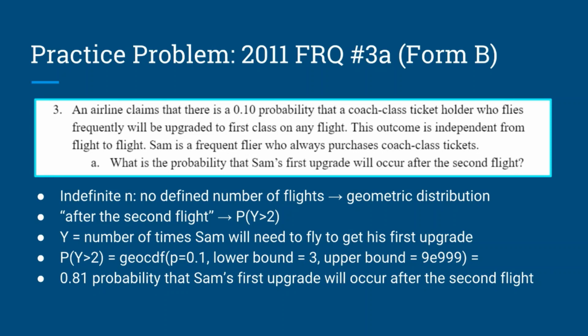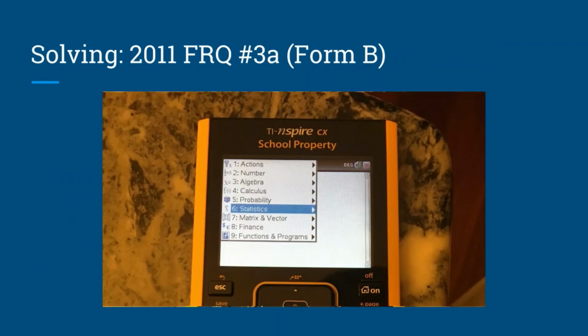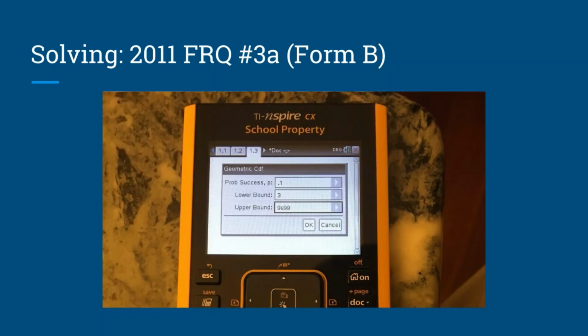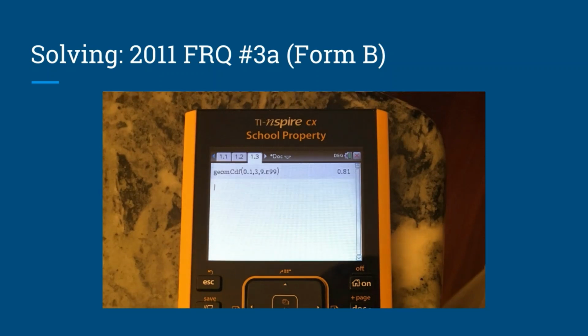To indicate boundaries, simply write P(Y > 2). So what's the probability? There's an equation on your equation sheet, but it's hard, so just let your calculator do it for you. We'll put in p equals 0.1, and 2 for lower bound, 9E999 for upper bound, and using geometcdf, we get 0.81.